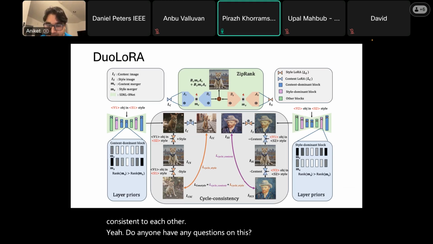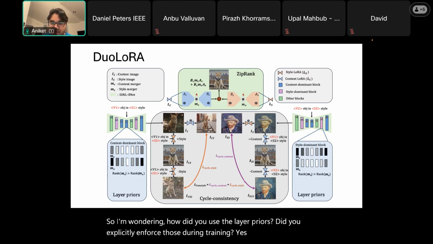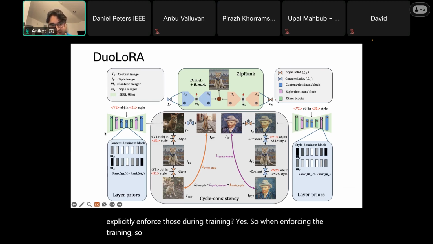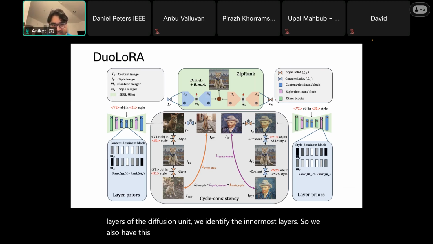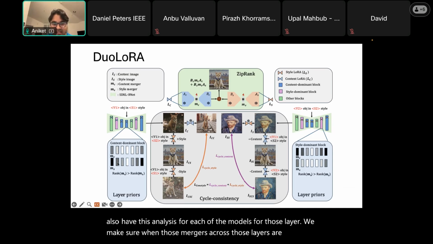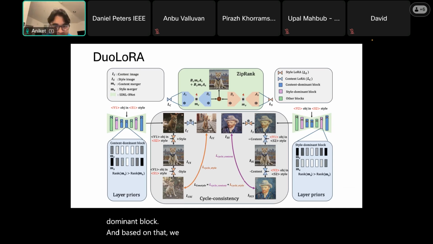I'm wondering, how did you use the layer priors? Did you explicitly enforce those during training? Yes. So when enforcing the training, we are learning the mergers across all the layers of the diffusion UNet. We identify the innermost layers, and we also have this analysis for each of the models. For those layers, when the mergers across those layers are trained, we use either a content-dominant block or a style-dominant block, and based on that we use a specific loss.